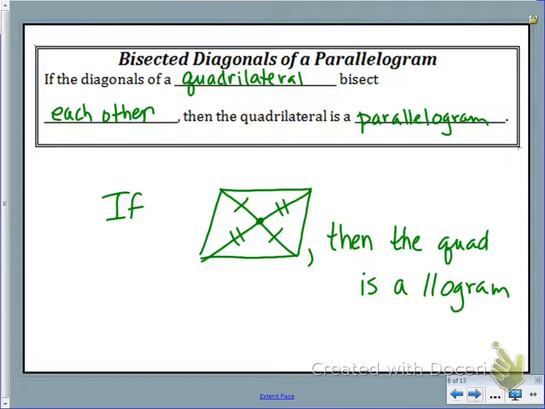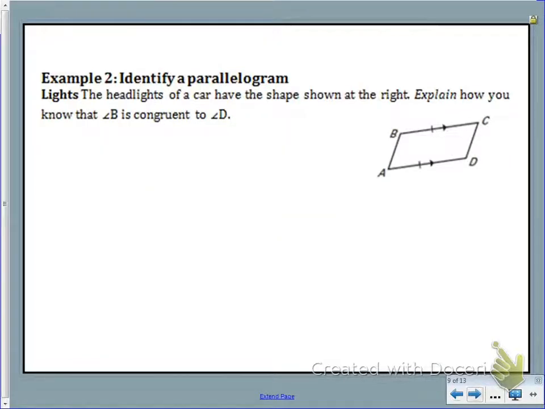So please make sure anything that's boxed in the notes today that you study those methods, because those are going to be really, really important to us. Let's look at another example. Example 2 says that we are going to look at the headlights of a car. It says the headlights of a car have the shape shown at the right. Explain how you know that angle B is congruent to angle D.